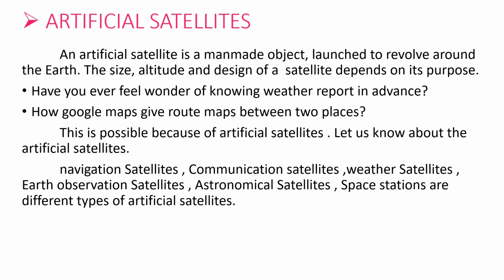Artificial satellites. An artificial satellite is a man-made object launched to revolve around the earth. The size, altitude and design of a satellite depend on its purpose.